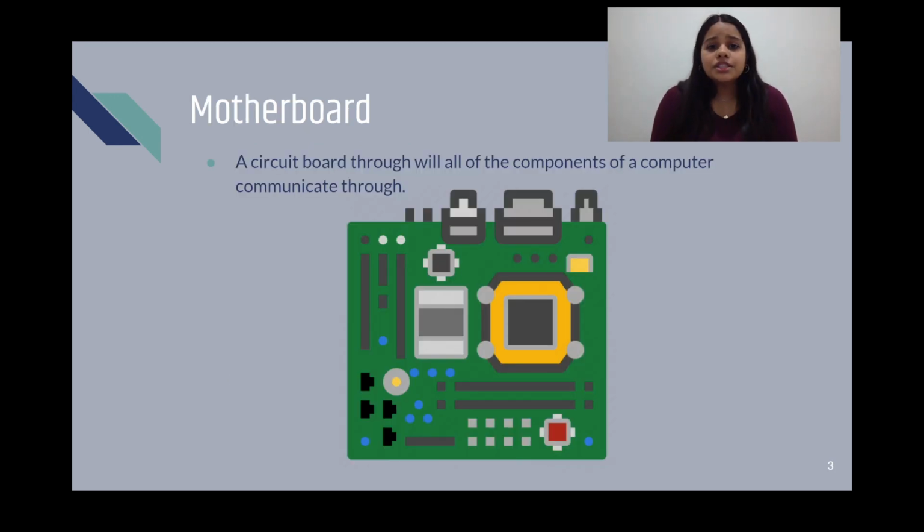So as the first of 5 components, we have the motherboard. This is a circuit board through which all of the components of a computer will communicate with each other. The motherboard is responsible for holding everything together and acts as the base for the computer. As you can see here, this image is obviously a very simplified version of a motherboard, and it's much more simple and basic than an actual motherboard in a real computer would look.